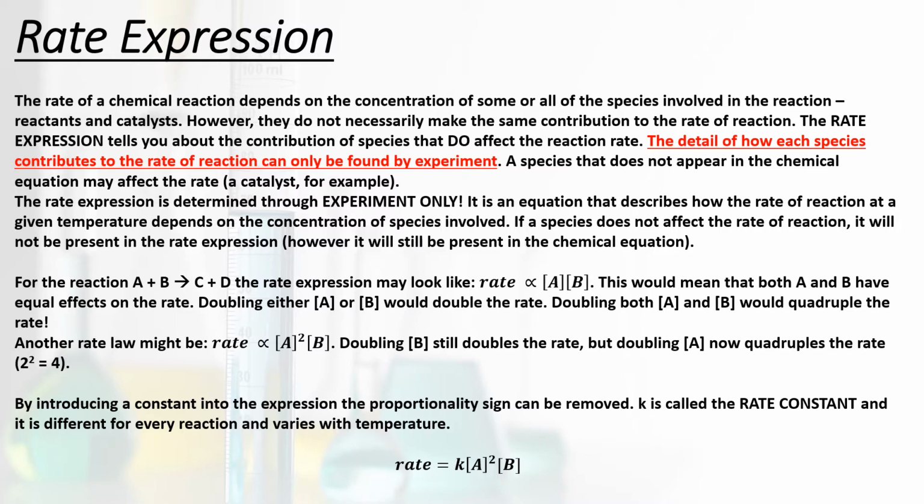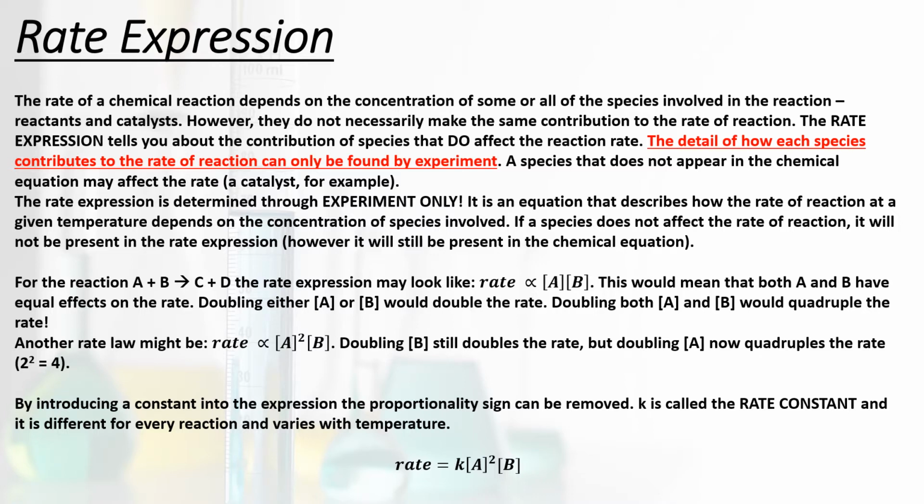Now there could be a species that doesn't appear in the chemical equation that does affect the rate, and typically this might be a catalyst. Typically we show a catalyst above a reaction arrow. It's not actually within the chemical equation, but catalysts can still affect the rate of a reaction. And so the key thing is that this rate expression is determined through experiment only.